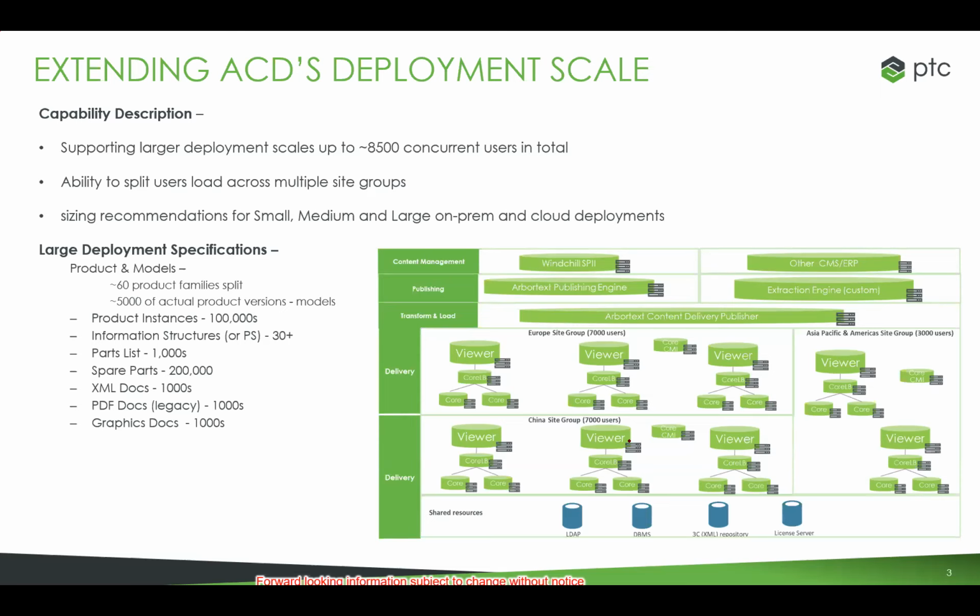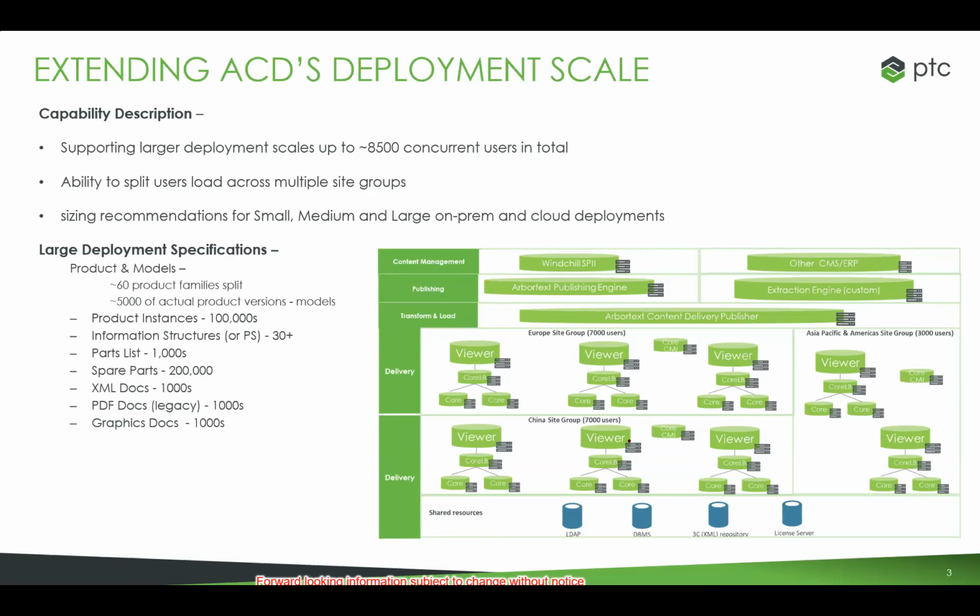And along the same lines, we will also be providing very detailed recommendations for sizing that goes through typical small, medium versus large deployment scales for both on-prem and cloud deployments. And we're also introducing the ability to split the user load across multiple site groups for better load balancing of users. This will allow you to better handle cases where your deployment is global or spread across different geographical sites, and you don't want one to impact the other.